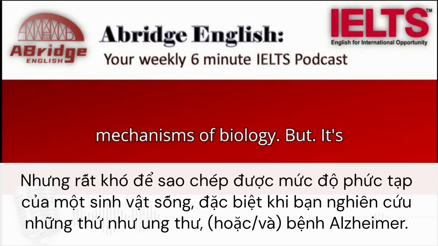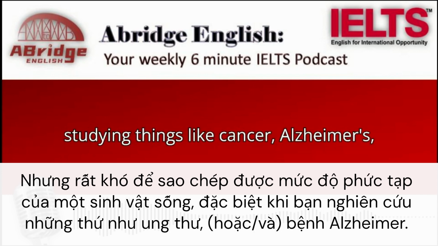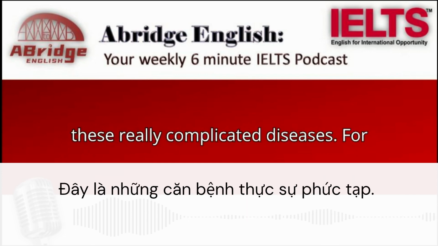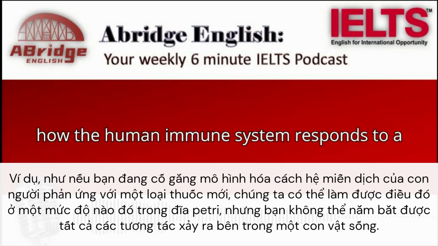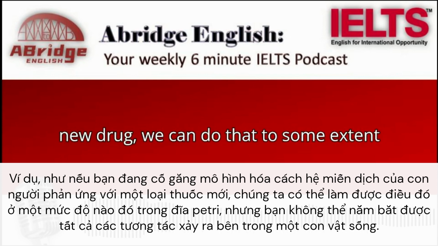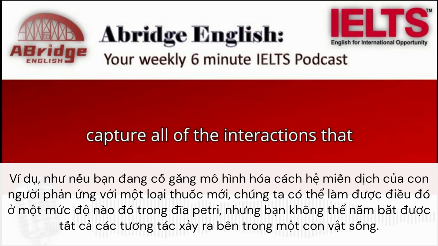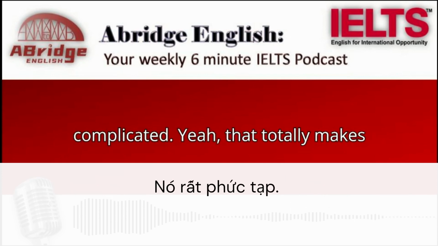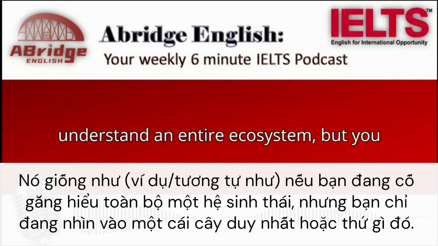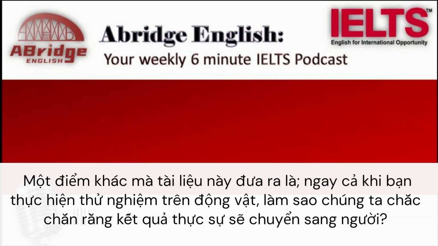But it's tough to replicate how complex a living organism is, especially when you're studying really complicated diseases like cancer and Alzheimer's. For example, if you're trying to model how the human immune system responds to a new drug, we can do that to some extent in a petri dish. But you just can't capture all of the interactions that happen within a living animal. It's like trying to understand an entire ecosystem by looking at a single plant. Exactly.